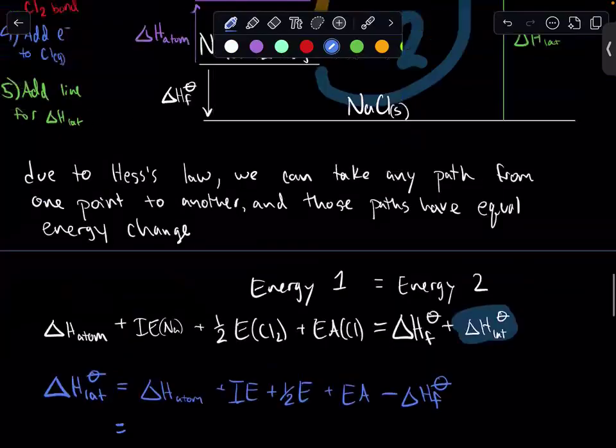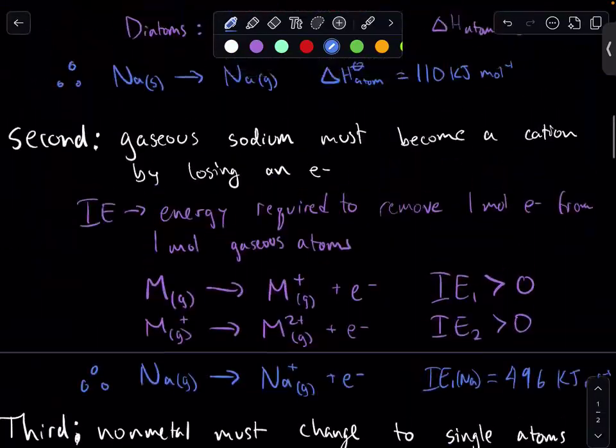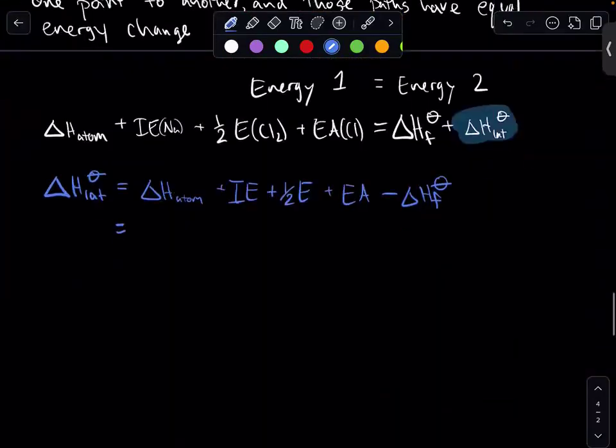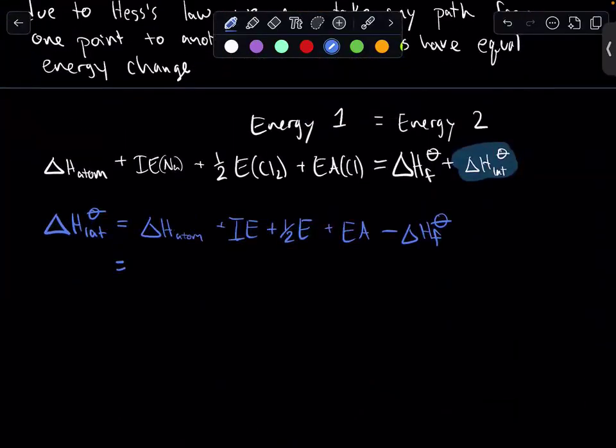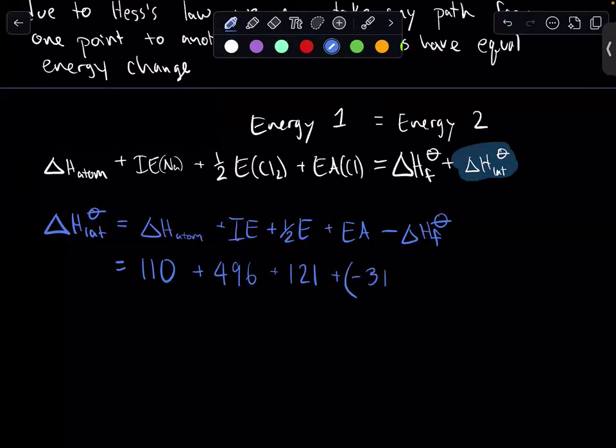I can plug in the values that we demonstrated all throughout our initial notes. So I'm going to go ahead and plug these in now. The atomization is 110 kilojoules per mole. I'm going to skip units for now. The ionization energy is 496 kilojoules per mole. 1/2 of 242 is 121 kilojoules per mole. Electron affinity is a negative value, but I'm still adding it, so minus 349. And then we're going to subtract the enthalpy of formation. The enthalpy of formation is negative 411.